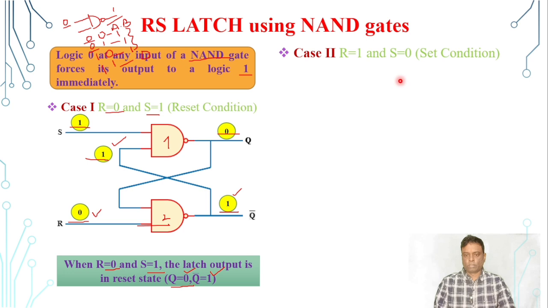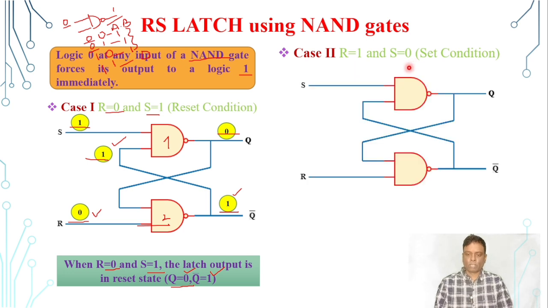So this is our case number 2, when R equal to 1 and S equal to 0. We are now applying R value as 1 and S value as 0. If any input of the NAND gate is 0, it forces the output to be logic 1. So this Q will be 1. Then this Q is connected to one of the inputs of the other gate. So 1 and 1, what will the output? The output will be 0.